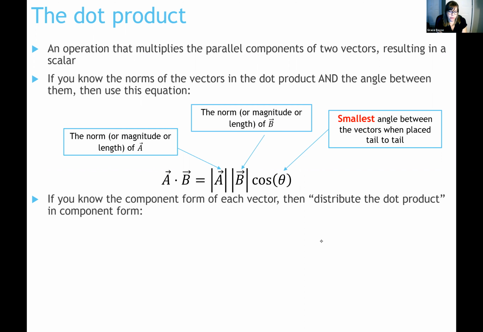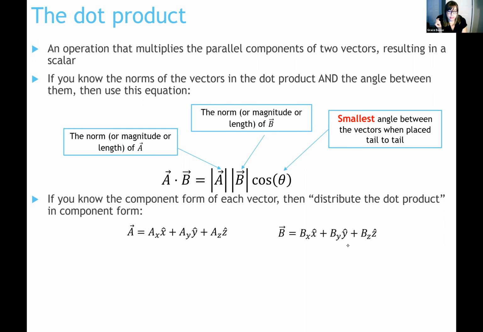At this point though, we've started describing our vectors in component form. So we're not drawing them anymore, we're describing them mathematically in a component form, which is the sum of vector components. And so when you have your vectors like that, you don't necessarily know their norms right away. You don't know the angle between them just by looking, because you don't have a picture. All you have is an equation.